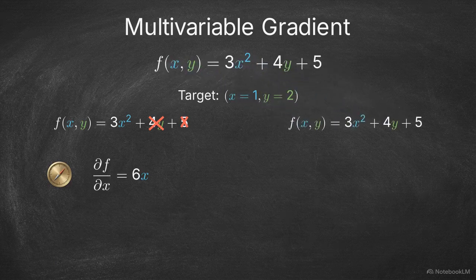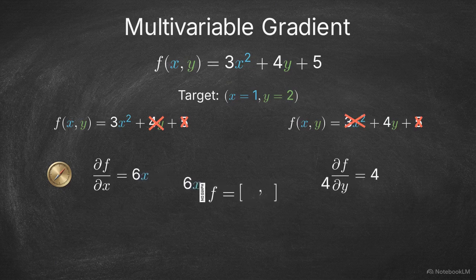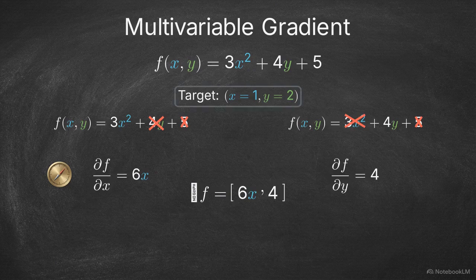Now we do the same for y. This time, the 3x squared becomes 0, and the 5 remains 0. The derivative of 4y is just the coefficient, so our partial derivative for y is exactly 4. We place those two partial derivatives side by side to build our complete gradient vector. The result is an array containing 6x and 4.